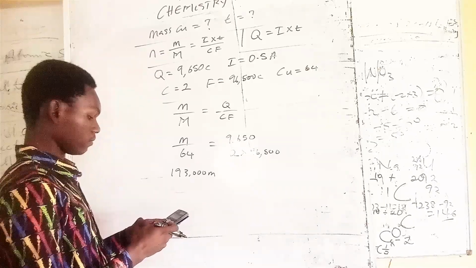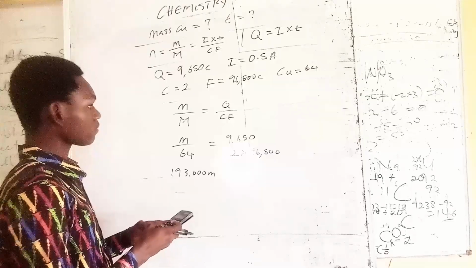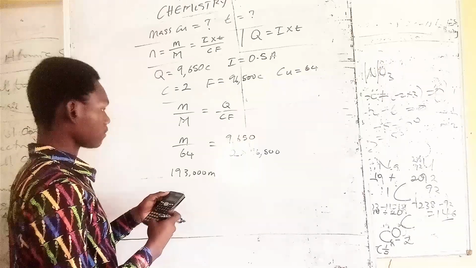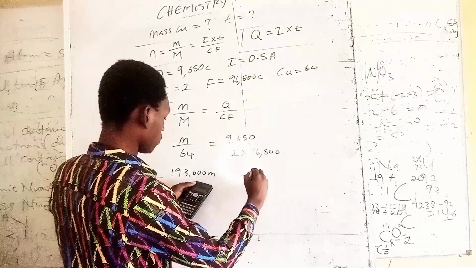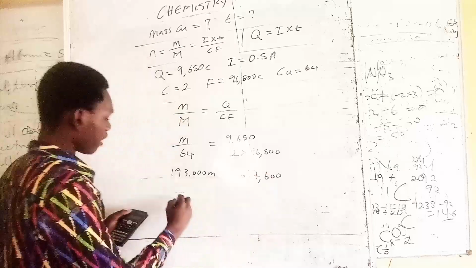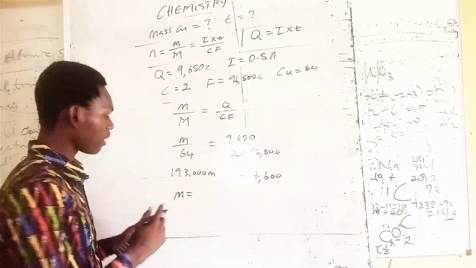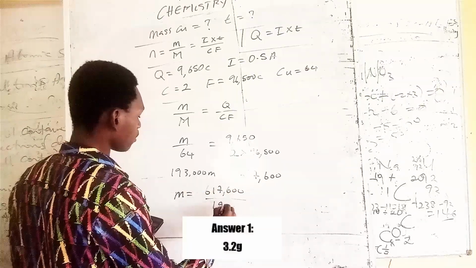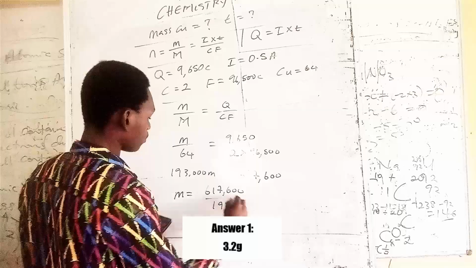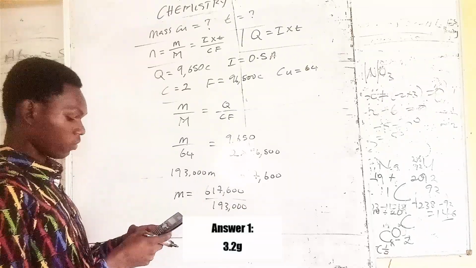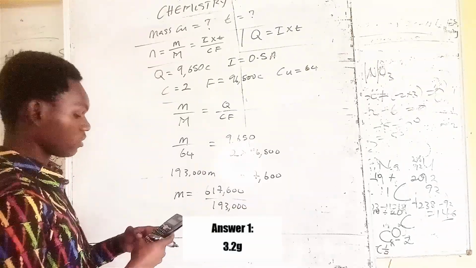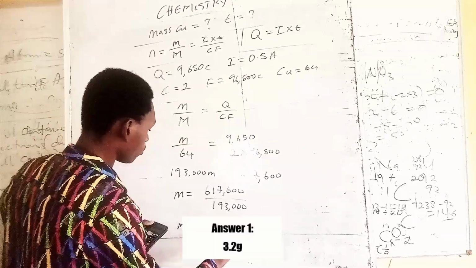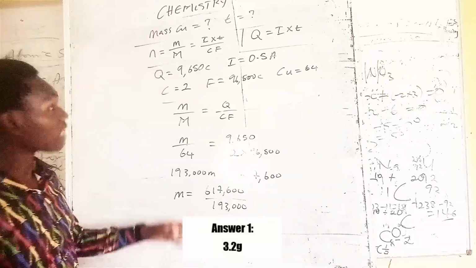So 193,000 m is equal to 9,650 times 64. Multiplying this gives us 617,600. If we make m the subject of the formula, m is going to be 617,600 divided by 193,000, and our answer, our mass, is going to be 3.2 grams. So that's the first answer. Our mass is 3.2 grams.